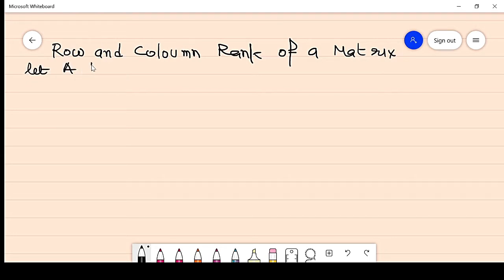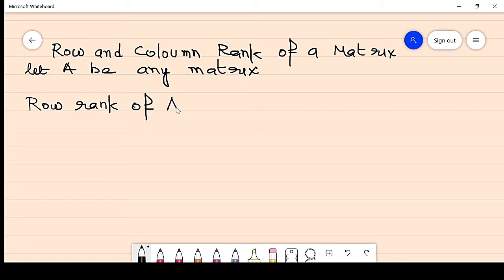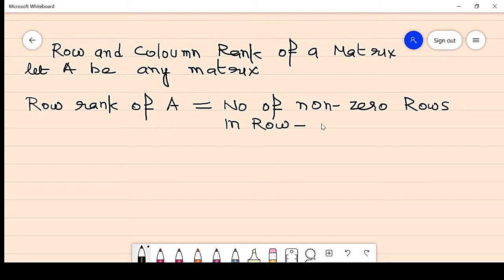Let A be any matrix. So first I take some matrix which is A. The row rank of A is the number of non-zero rows in the row echelon form of A.